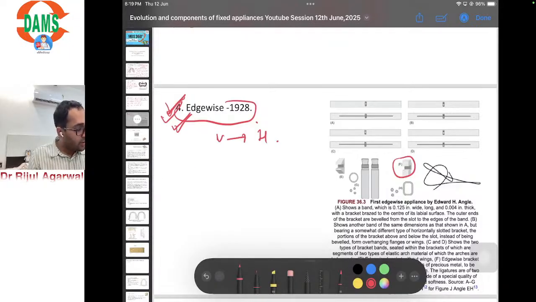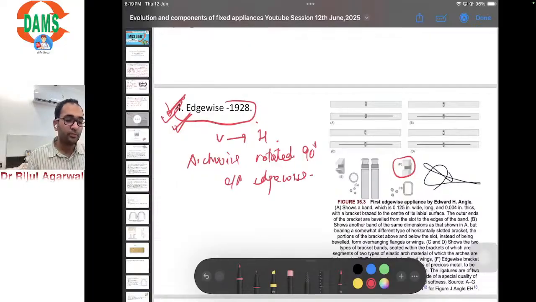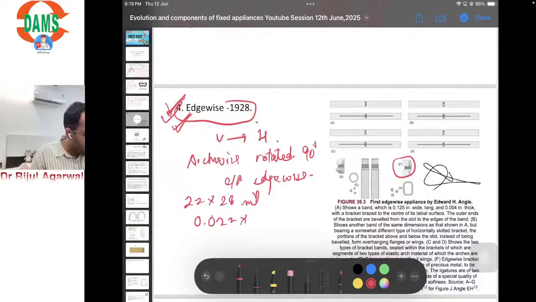The arch wire rotated 90 degrees, which was called edgewise. Along the edge it was rotated. The slot dimension now is 22 cross 28 mil, or in inches it is 0.022 into 0.028 inches.